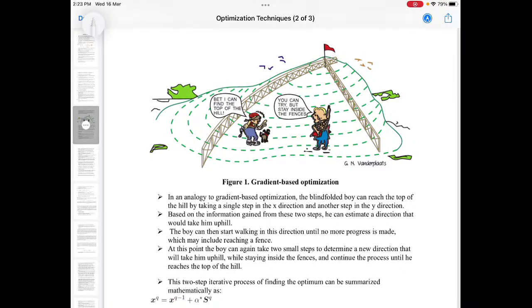So at this point, the boy can again take two small steps to determine a new direction that will take him uphill while staying inside the fences, and continue the process until he reaches the top of the hill.